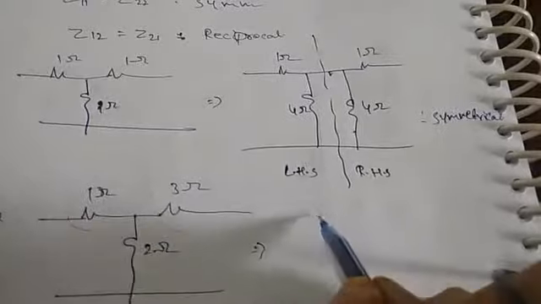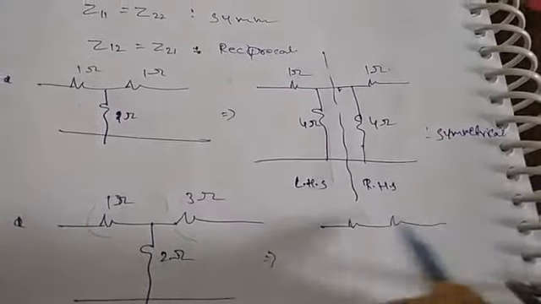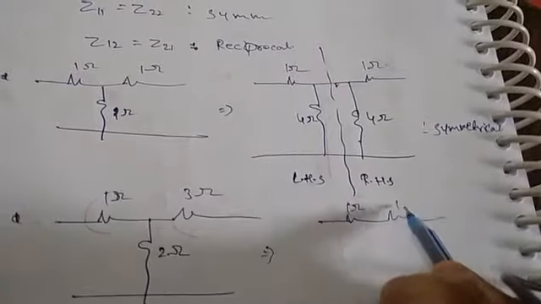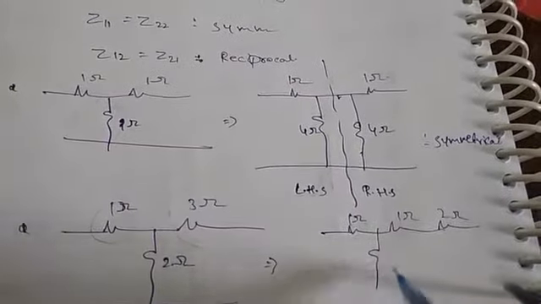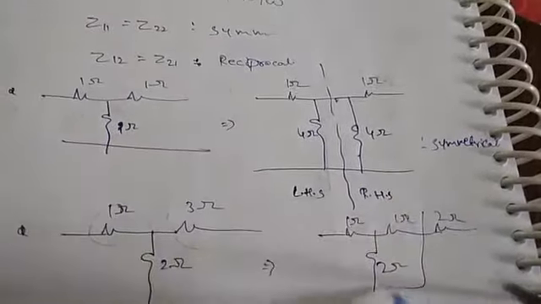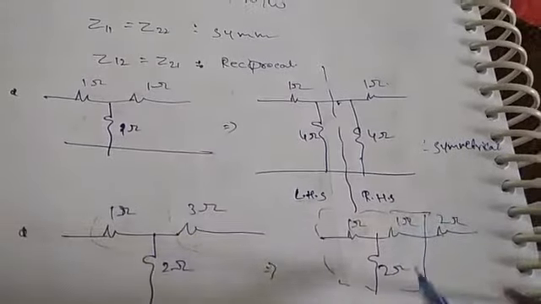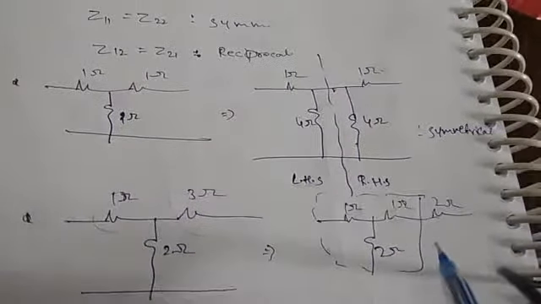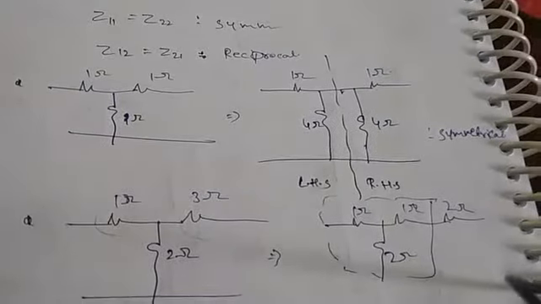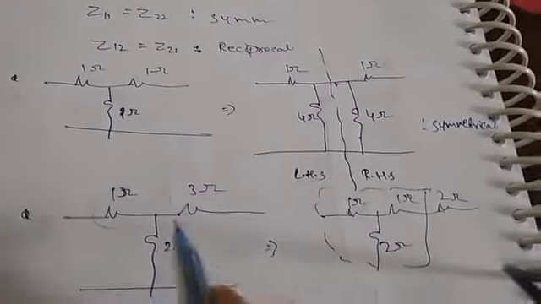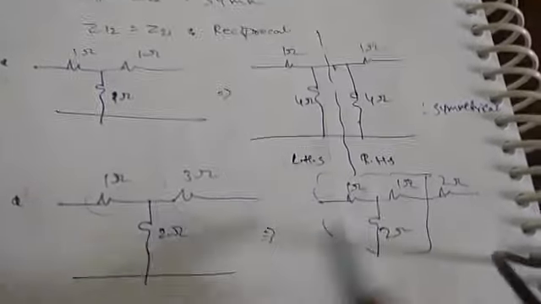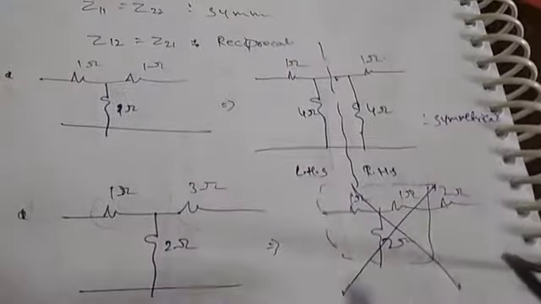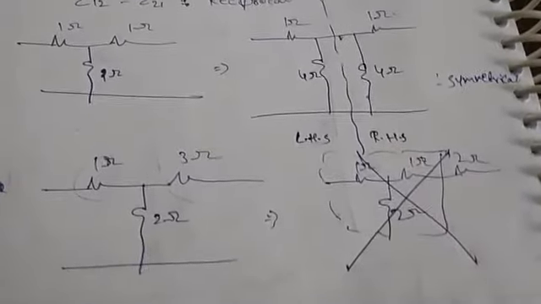You might say we can split the 3 ohms resistor as 1 ohm and 2 ohms, and treat this part of the circuit as symmetrical. No, we can't split the elements. Symmetry and reciprocity are determined for the entire network, so this type of thinking does not hold good.